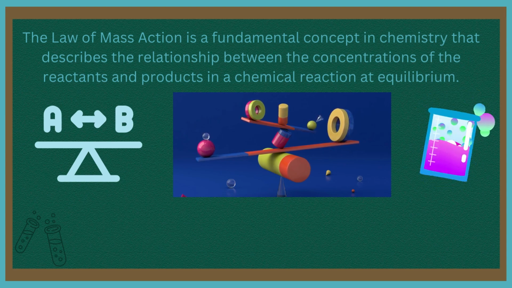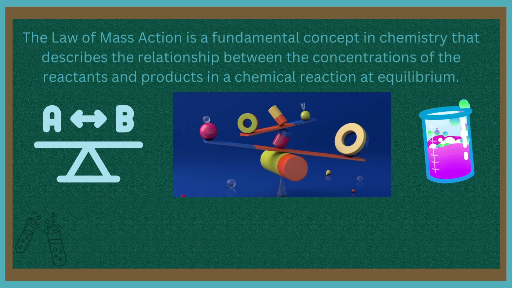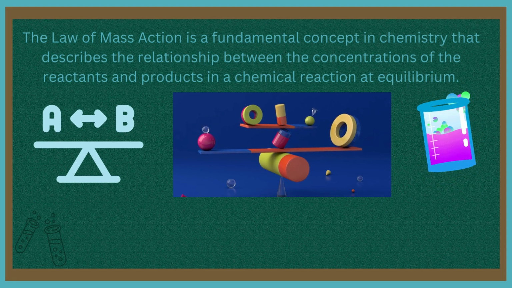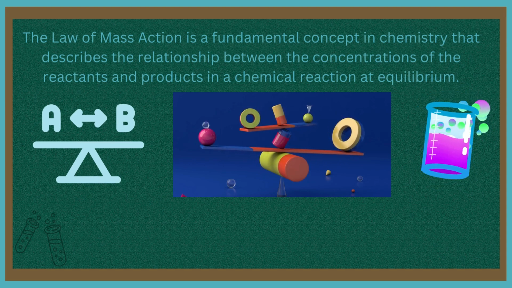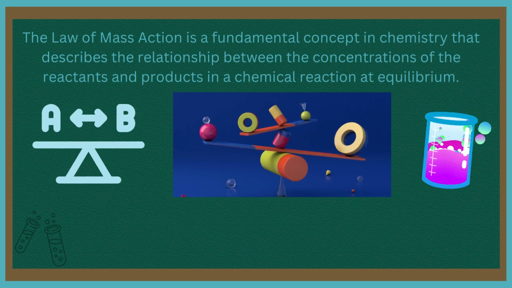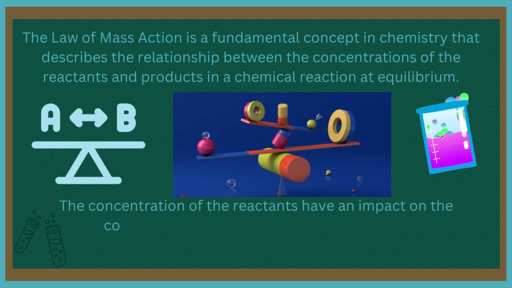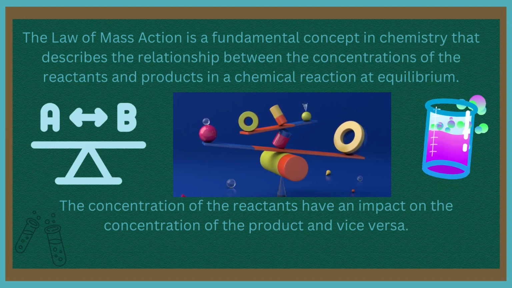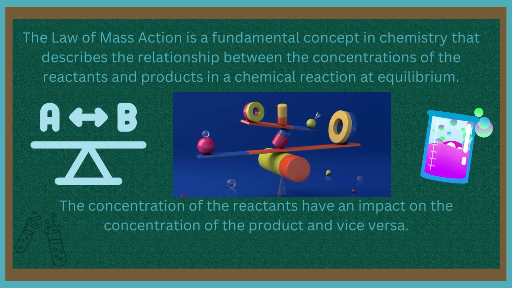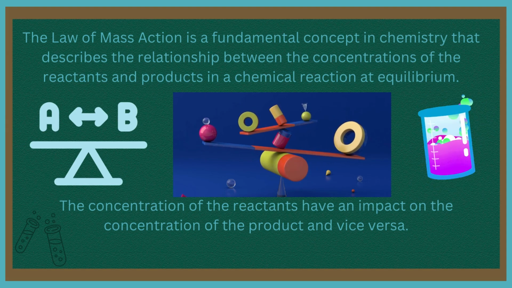If we recall what we studied in equilibrium and reversible reactions, we know that in a state of equilibrium, there is a constant forward as well as reverse reaction taking place, which means that the concentration of the reactants has an impact on the concentration of the products, and the concentration of the products in turn has an impact on the concentration of the reactants. They are in a constant relationship.